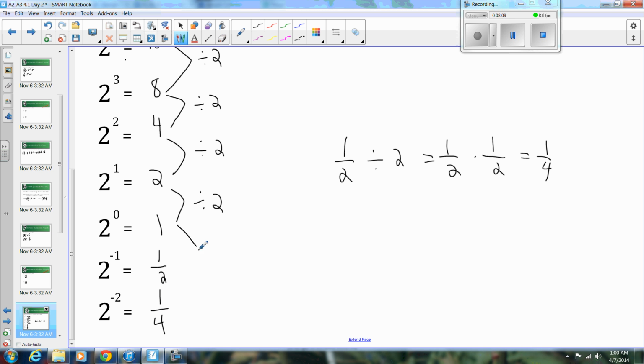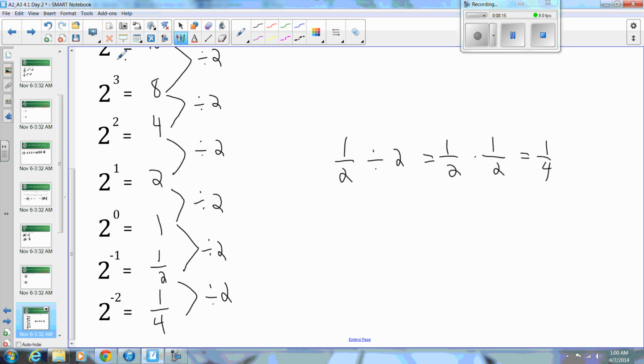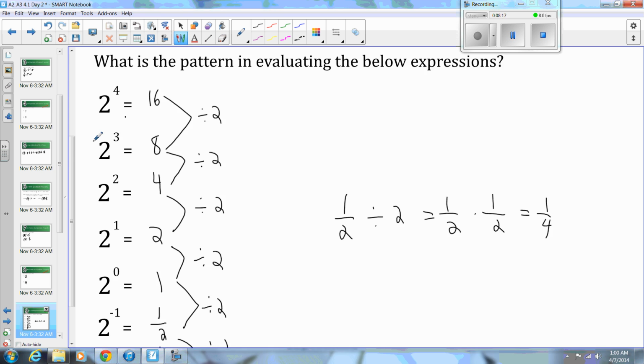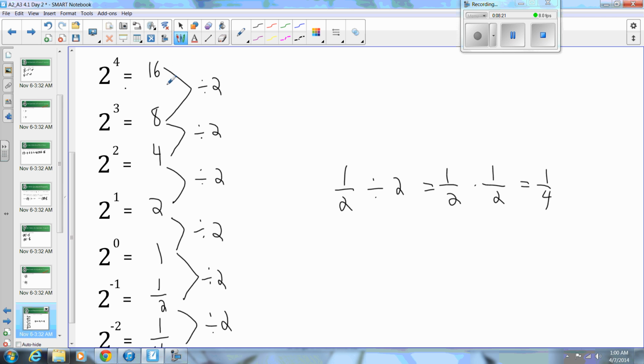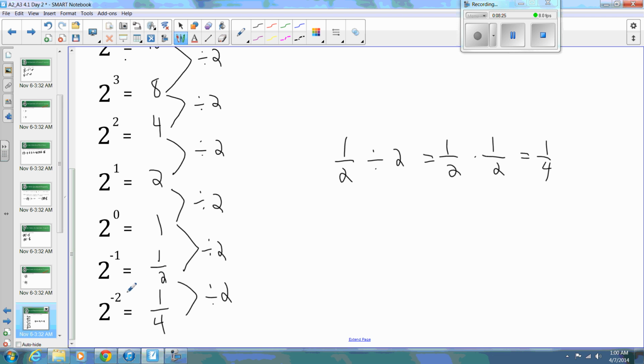And note that this pattern is still intact, divide by 2, divide by 2. So as I go down in my exponents, meaning that I'm decreasing my exponents by 1, from 4 to 3 to 2 to 1 to 0, etc., I'm still just dividing by 2. 16, 8, 4, 2, 1, 1/2, 1/4. And the pattern would continue if you went to 2 to the negative 3 and so on.